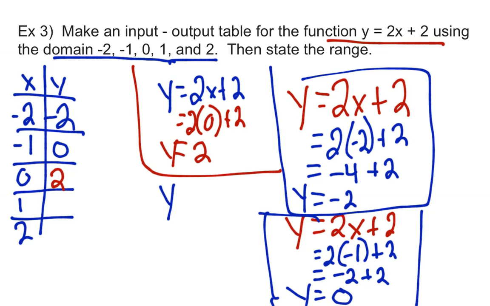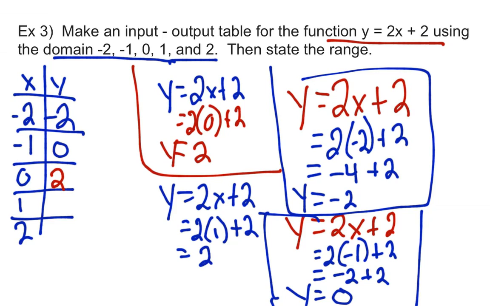Let's go again. Y equals 2x plus 2. This time we're on to the 1, so we plug the 1 in. 2 times 1 plus 2. Well, 2 times 1 is 2. 2 plus 2 gives me that y is going to be 4 this time. Okay. And then finally, so there's my fourth time. I got to do it one last time here.